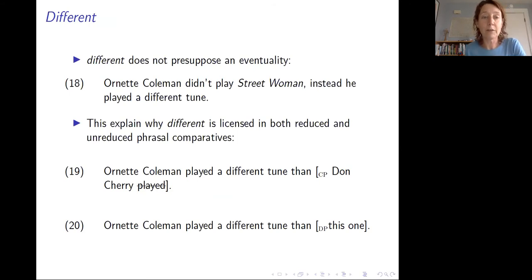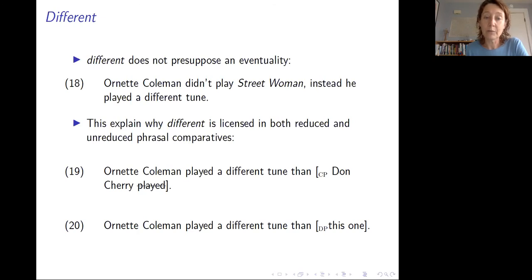Finally, we turn to different. The key difference between same and different that we propose here is that different does not presuppose an eventuality. And we can see that in 18, which is a variant of one of our earlier examples: Ornette Coleman didn't play Street Woman, instead he played a different tune. So even though there's negation in the first clause, different is felicitous in the second clause. And that indicates that there is no eventuality presupposition that different projects.